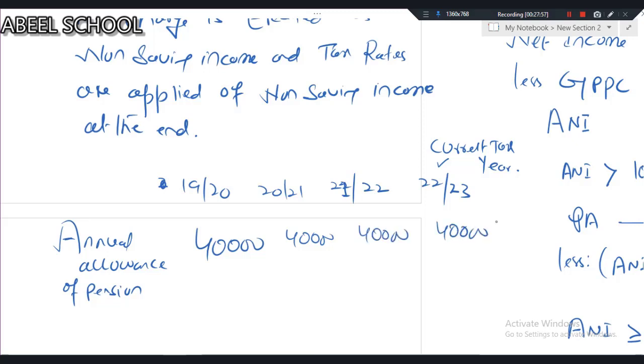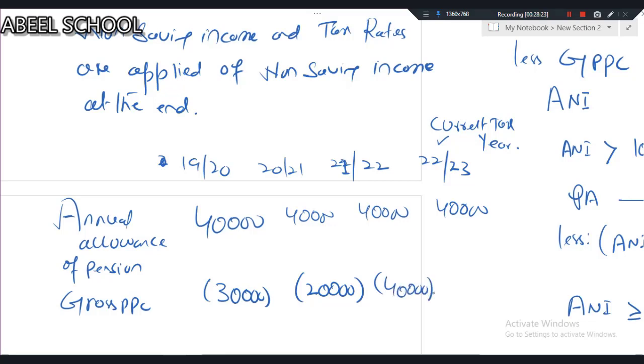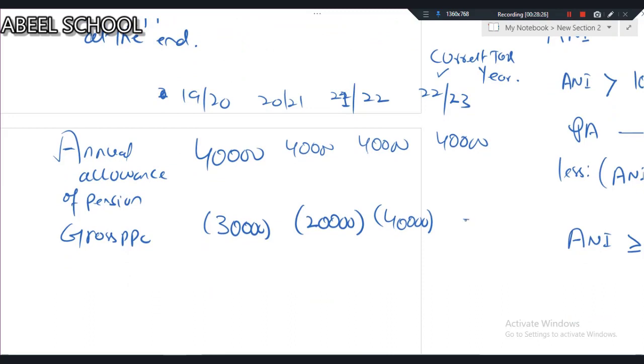Okay. Assuming the examiner has given you the information that previously this individual has contributed only gross PPC. Gross PPC in 1920 is 30,000. In 2021 we have a gross PPC of 20,000. In 21-22, assuming we have a gross PPC of 40,000. I just want to tell you one thing. Now, in 1920, the unused limit is 10,000. In 2021, the unused limit is 20,000. In 21-22, we do not have any unused limit. In 22-23, we have an unused limit so far of 40,000.